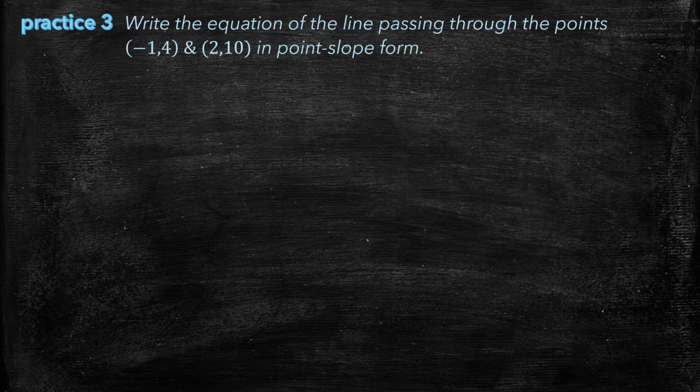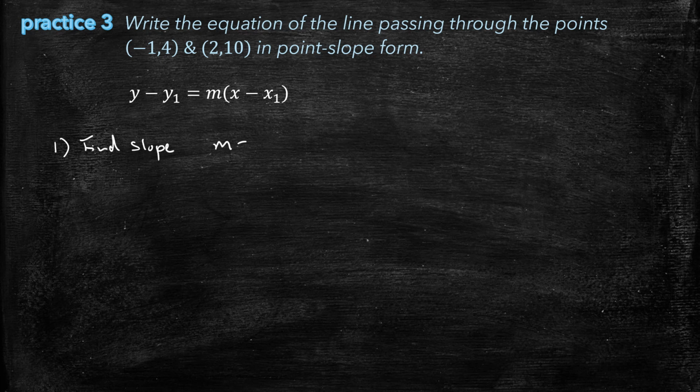So for the final practice problem, we're going to practice writing the equation of a line given 2 points. So notice this time we're not given the slope, but that's okay. We can actually find the slope. That's not a problem. So it's one step extra from what we've done before. So let's start by finding the value of the slope.